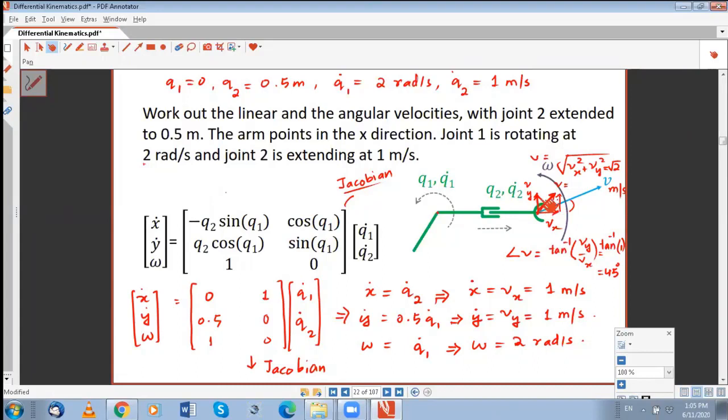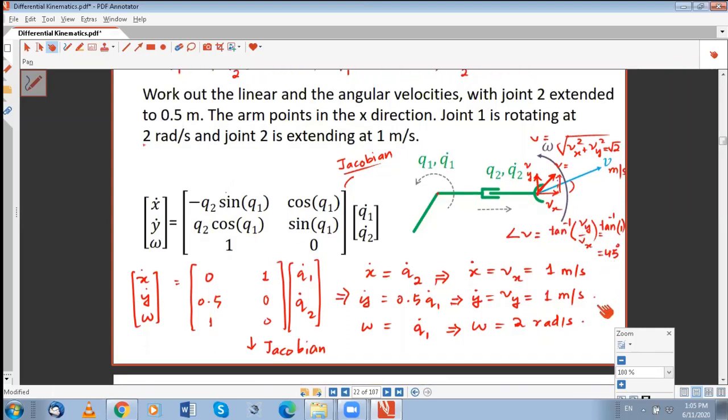And from these two, I can find the resultant velocity, which is the square root of Vx squared plus Vy squared, which is square root 2 meters per second. And I can also tell you what theta this V makes with the global x-axis. That's the inverse tangent of Vy over Vx. That's 45 degrees because Vx is 1 and Vy is 1. When both the x and y components are 1, the resultant vector makes 45 degrees because the slope is 1 and tangent inverse of 1 is 45 degrees.